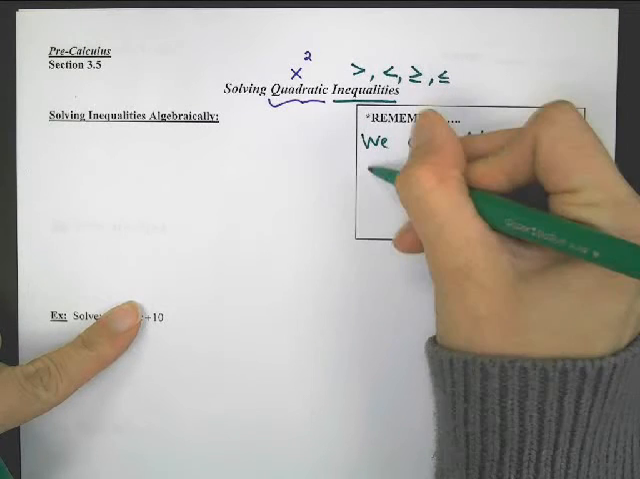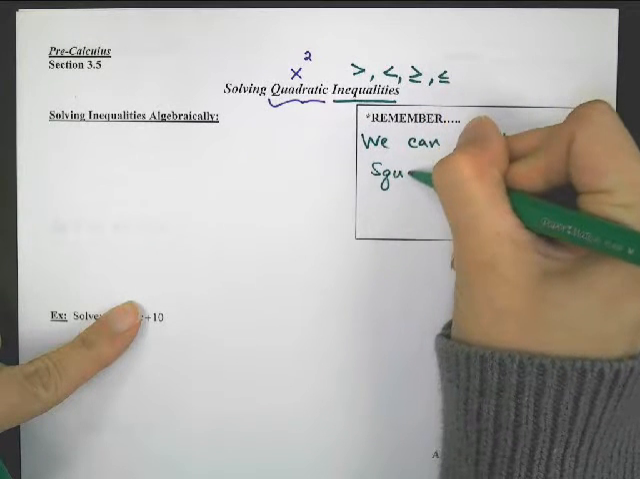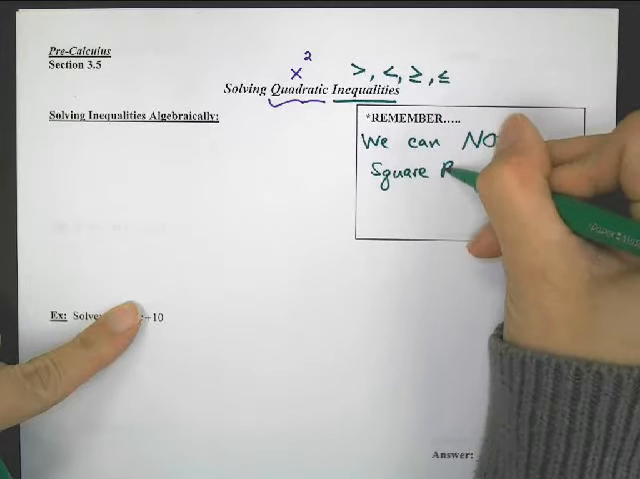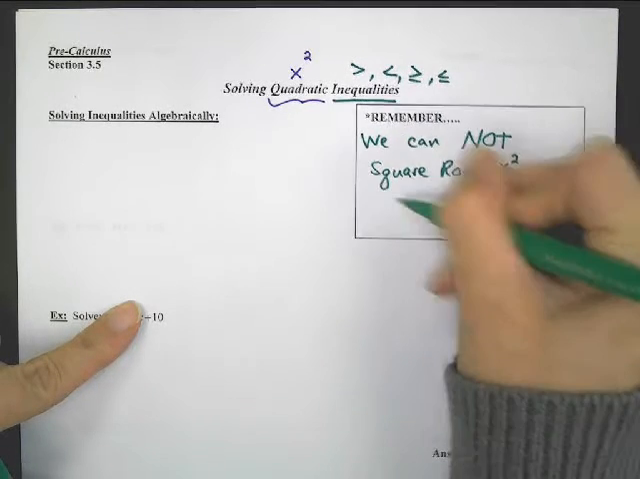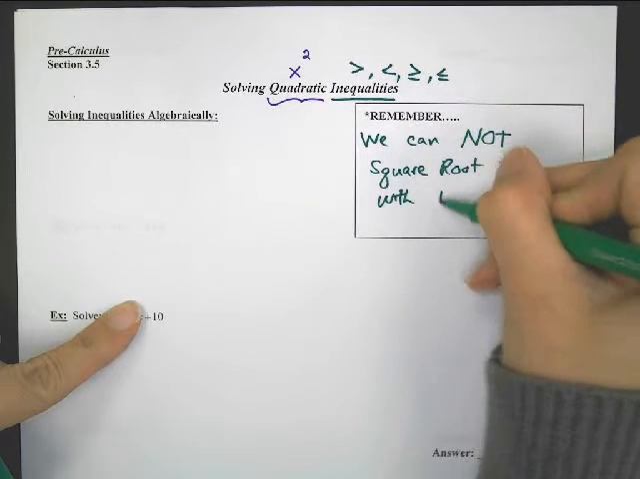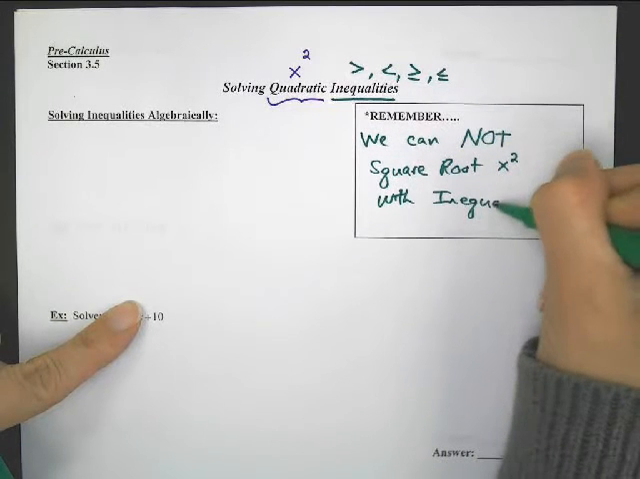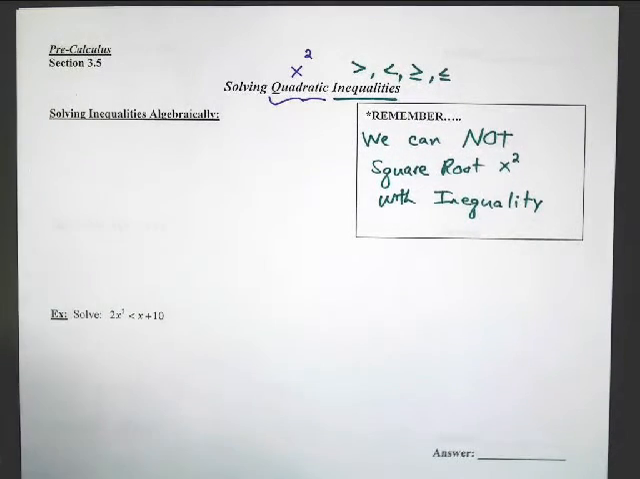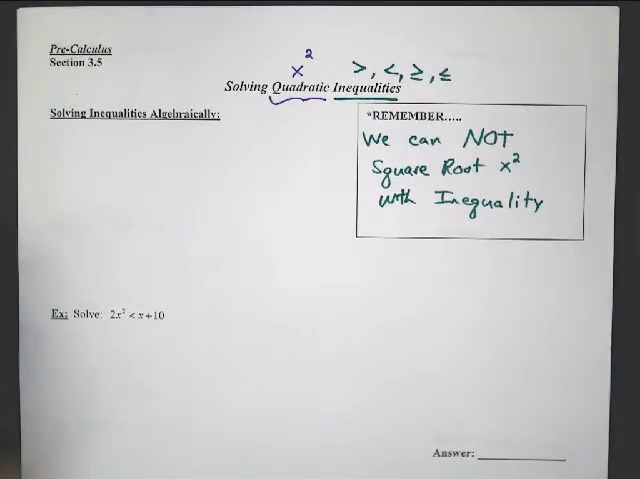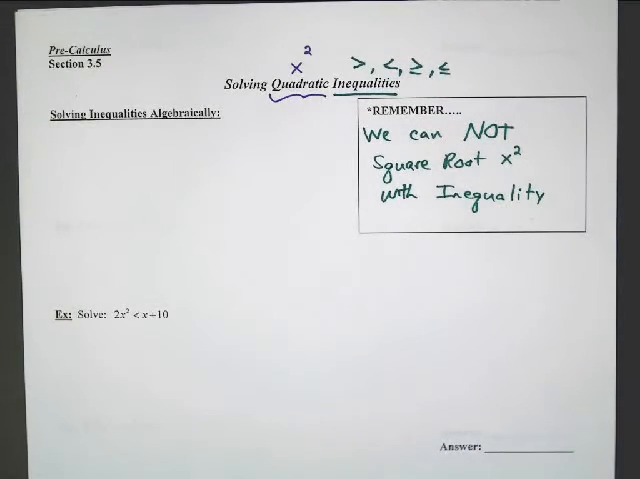Okay, those are inequalities. So when you have x squared with one of these signs, remember, we cannot square root x squared with the inequalities. So I'm going to show you some techniques here of things that you can do. And number line was usually one of them. Okay, so let's write down the steps here.